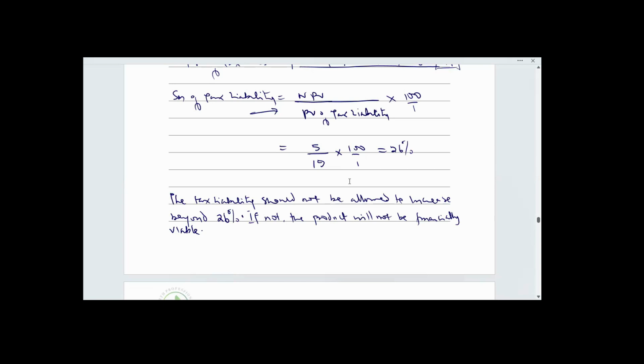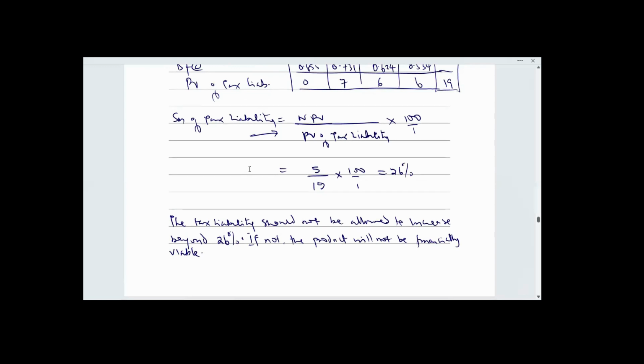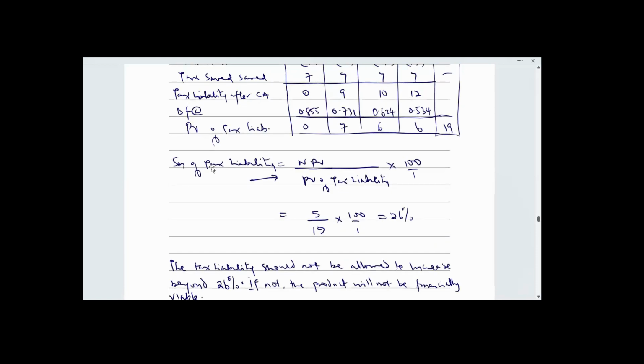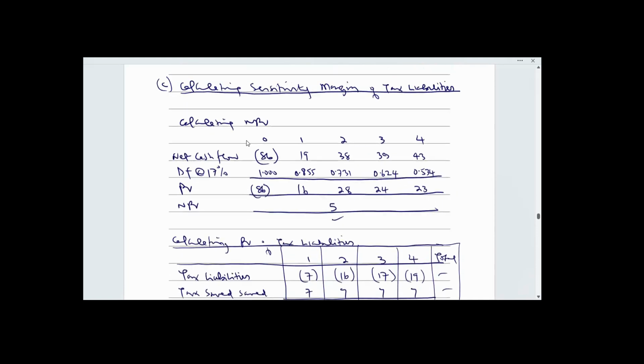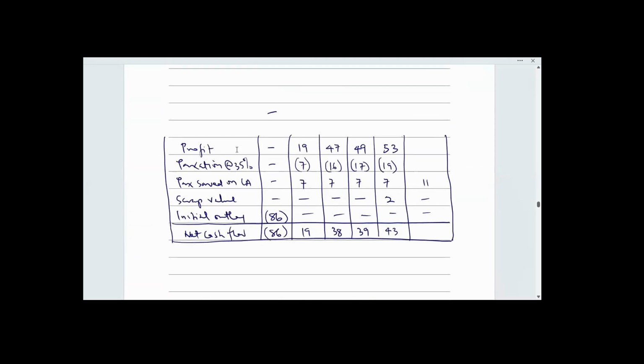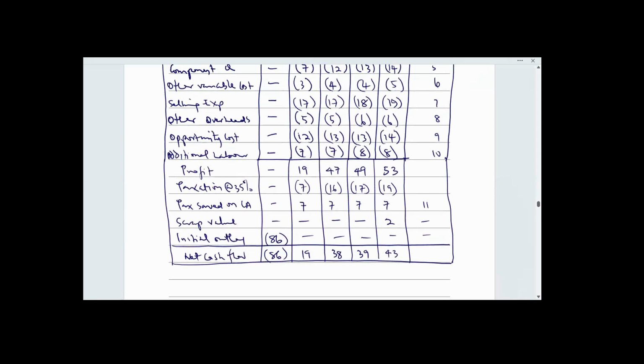Prosper: Yes, sir, it is clear. Thank you, sir. You're welcome. Any other question? Sir, I have a question. Talk to me. How did you get the tax liability of 7, 16, and 17? We've computed it before now, in our solution. Remember, we calculated the tax liability of 7, 16, 17. Okay, I've seen it, sir. Thank you, sir. You're welcome.